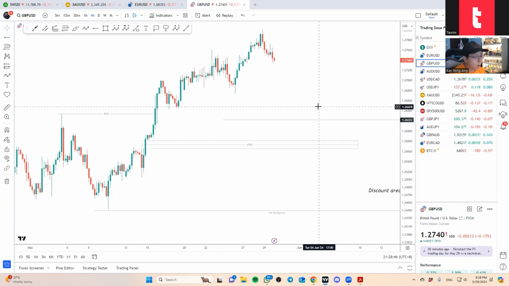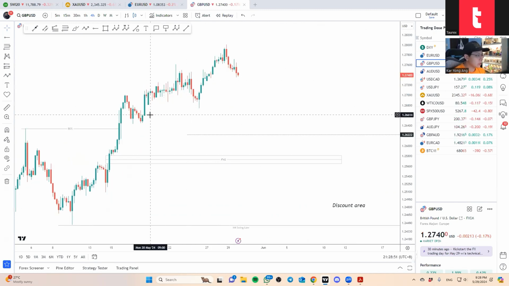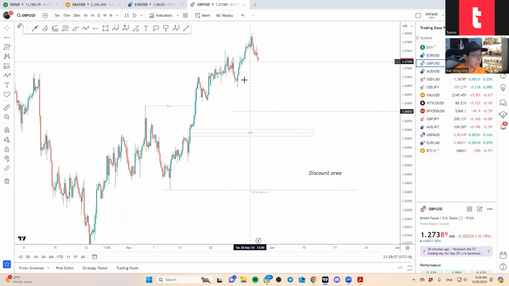So why is identification of fair value gap important? Now, there might be fair value gap at the top, but I don't care. Why? Because today, if you are looking at buy, I'm only interested in the discount area. So anything that's happening at the top, none of my concern. Up to this point, you can understand all this principle, how to identify.